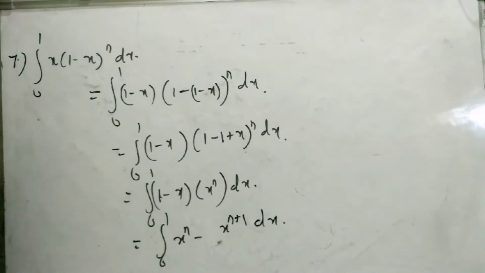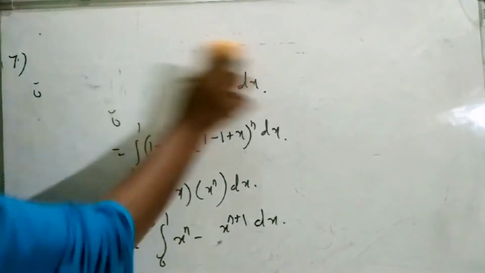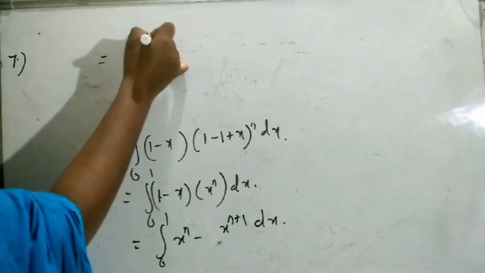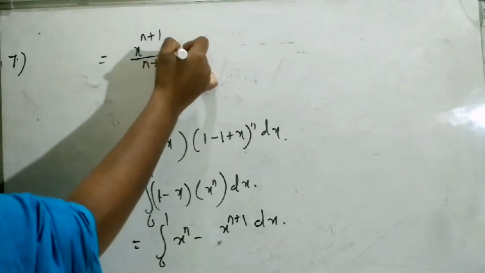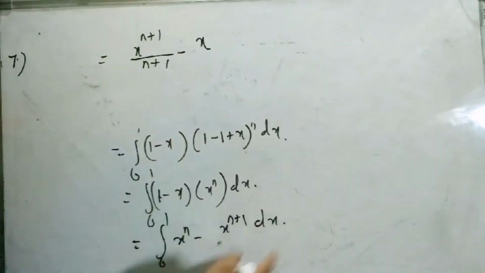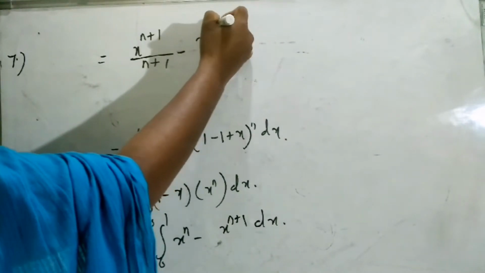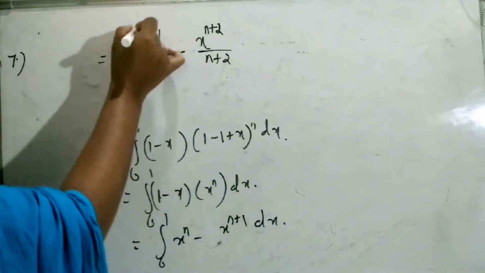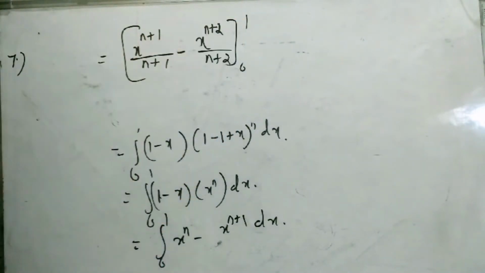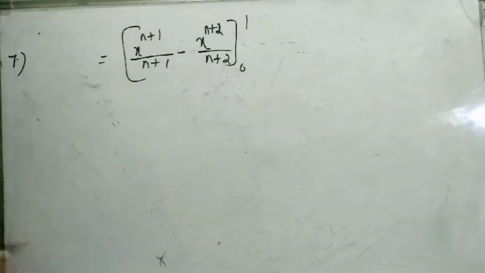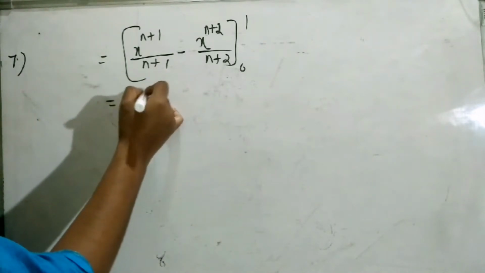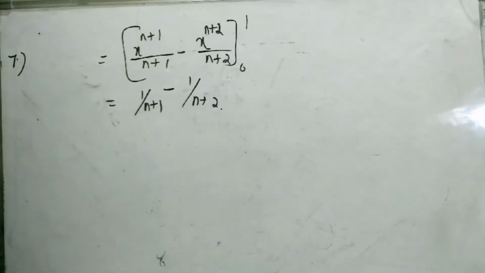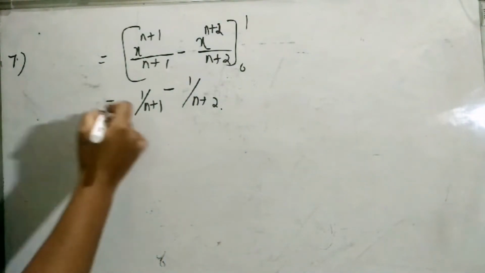Now we can integrate it directly. That is equal to the integral of x raised to n is x raised to n plus 1 by n plus 1 minus integral of x raised to n plus 1 is x raised to n plus 1 plus 1, that is n plus 2 by n plus 2, from 0 to 1. If you substitute 0, you will get 0 only. So 1 divided by n plus 1 minus 1 divided by n plus 2.